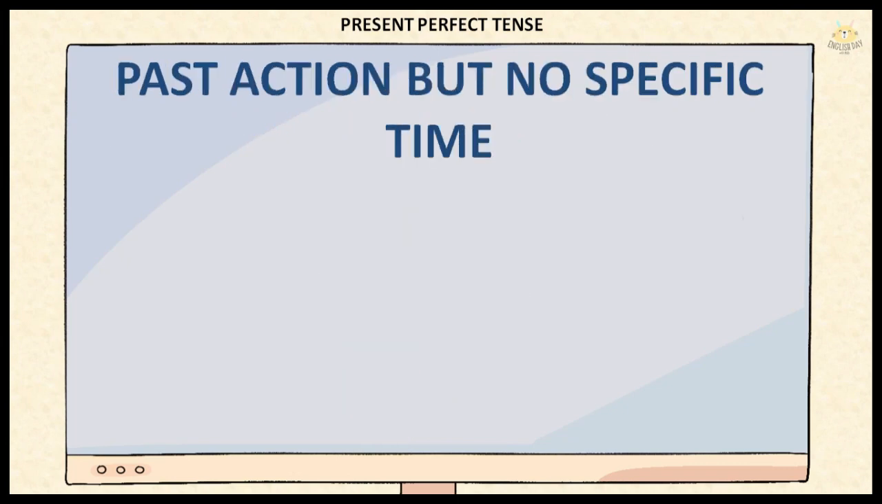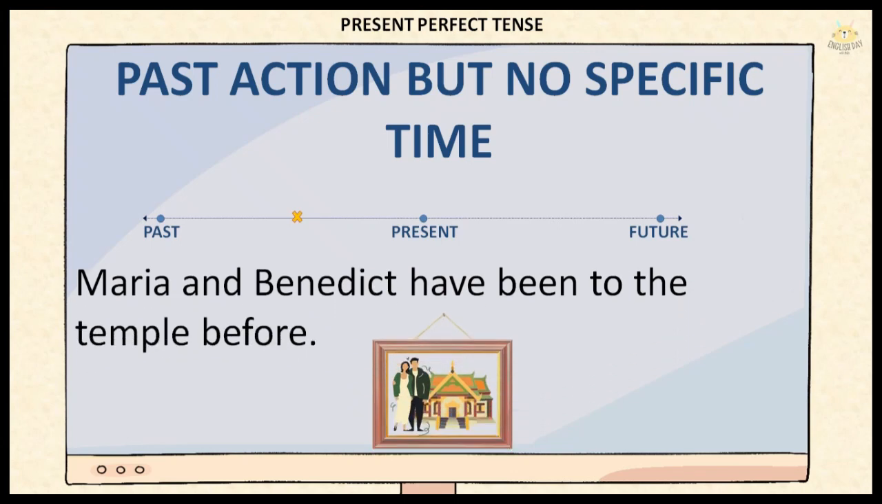Next, we can also use this tense to talk about a past action but no specific time. So in here, if you look at the diagram, we have the X mark somewhere in between the past and the present, but it doesn't say exactly when it began or when it happened. So let's have an example sentence. Maria and Benedict have been to the temple before. So in this sentence, it shows that Maria and Benedict have been to the temple before, but it did not specifically say when exactly they went there in the past.